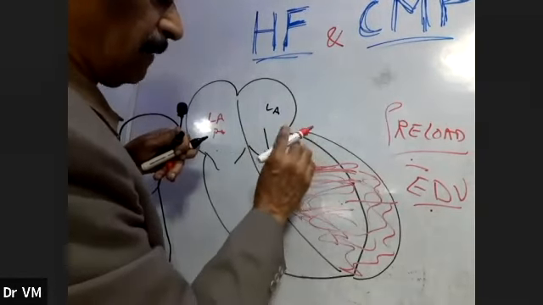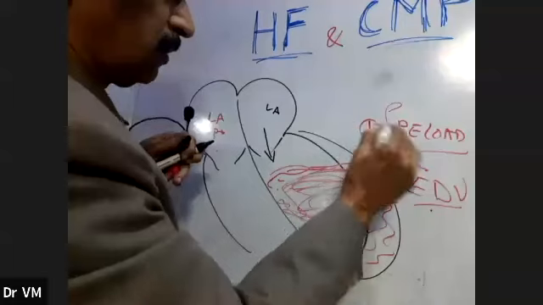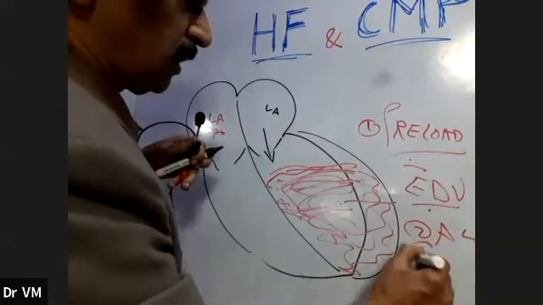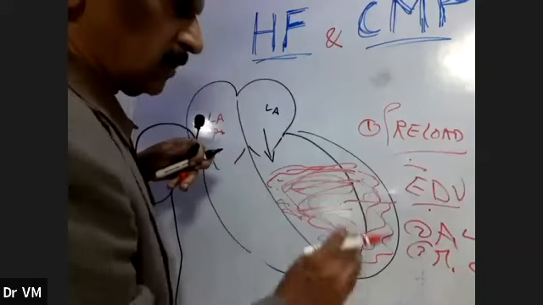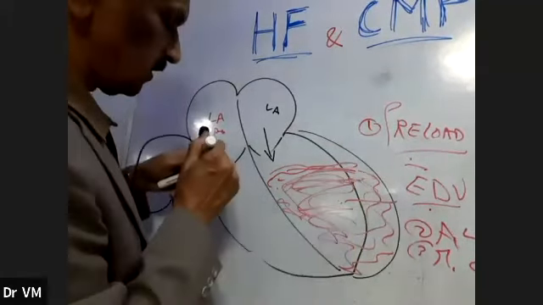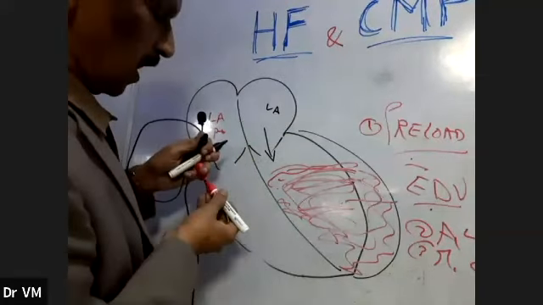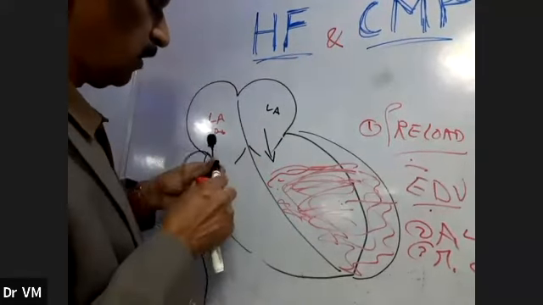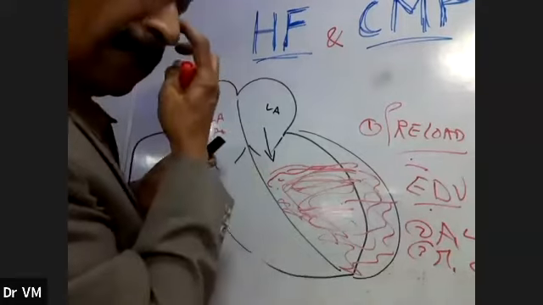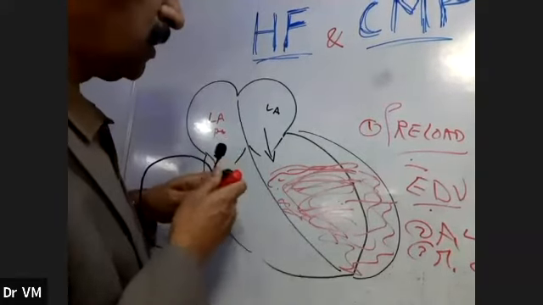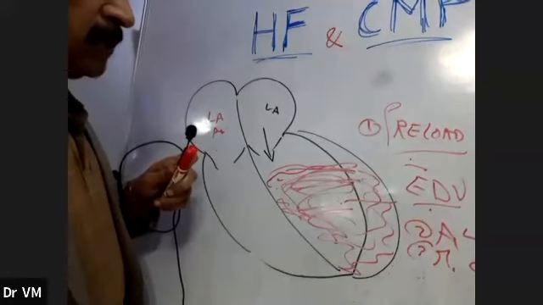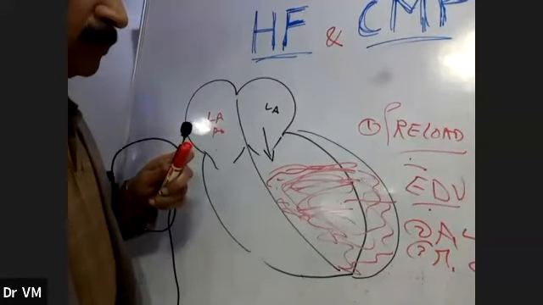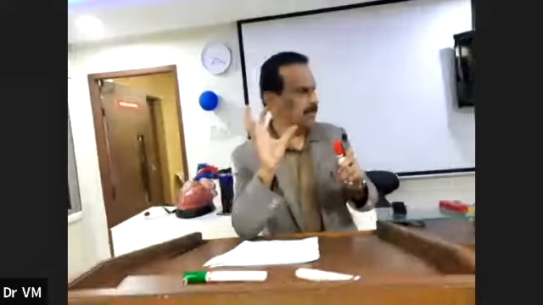So your pumping capacity depends on number one, preload, number two, afterload, number three, your myocardial contractility. These are the three factors which maintain your normal cardiac output. If any of these three factors get disturbed, the heart may go into failure. But there are some normal physiological counter mechanisms which try to support your cardiac output. Suppose your heart is now failing for some reason, not able to pump out. There are some compensatory mechanisms.